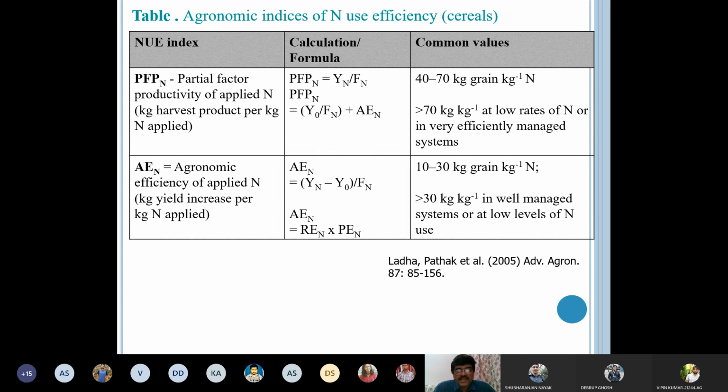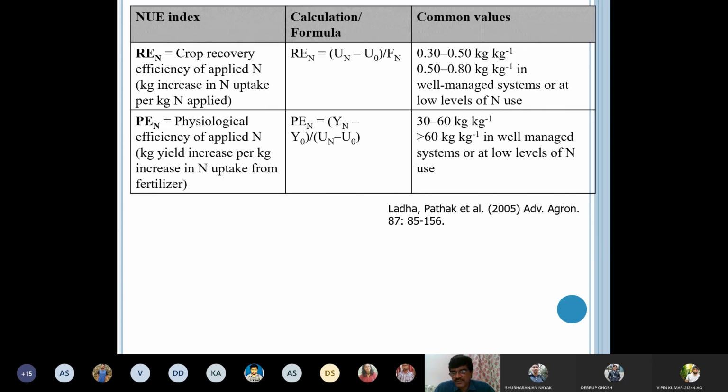And then finally, physiological efficiency is yield in the nitrogen applied plot or fertilized plot minus yield in control, divided by uptake of nitrogen or nutrient in the fertilized plot minus uptake of that nutrient in control. This is how we can work out physiological efficiency, and it is 30 to 60 kg per kg. This is also an increase. In a well-managed system, it can go more than 60 kg per kg. So these are four or five important terms related to nutrient use efficiency, and all have their values.